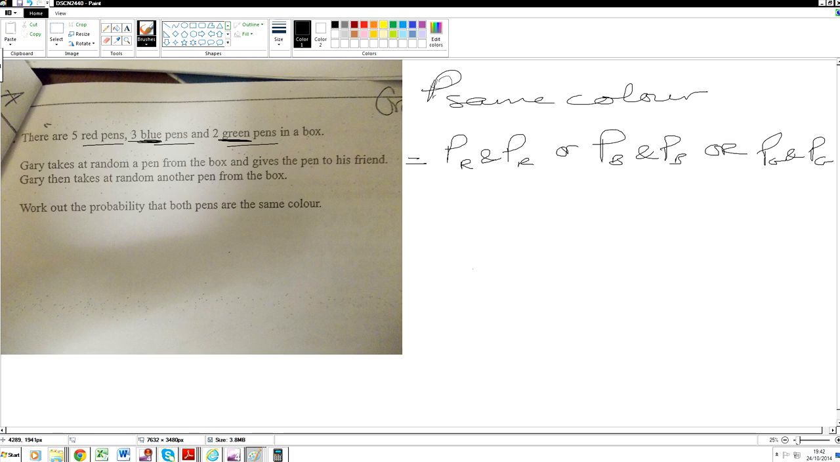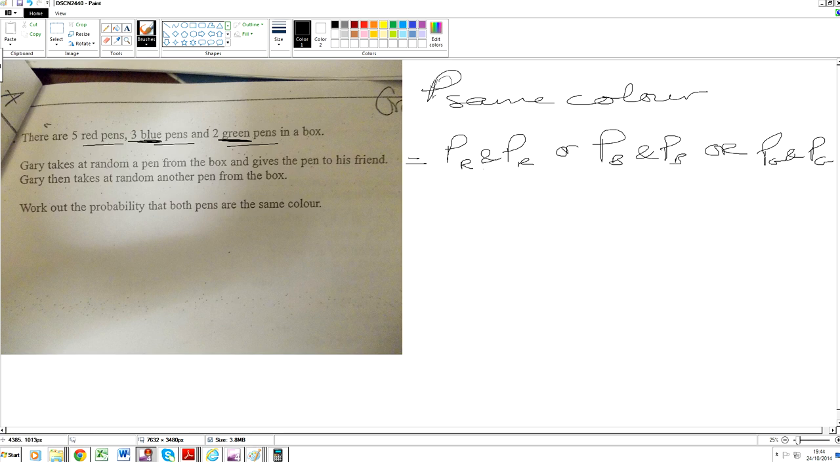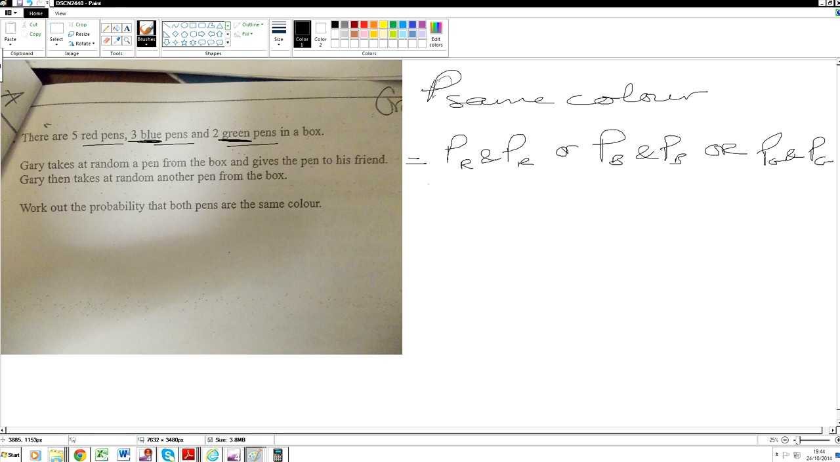Yes, there are 10. Don't forget this is without replacement, so your second fraction should change. I want everybody to have a go at that one. I'll pause it. Here we go. The probability of my first red: how many reds do we have? 5. So we get 5 out of 10.